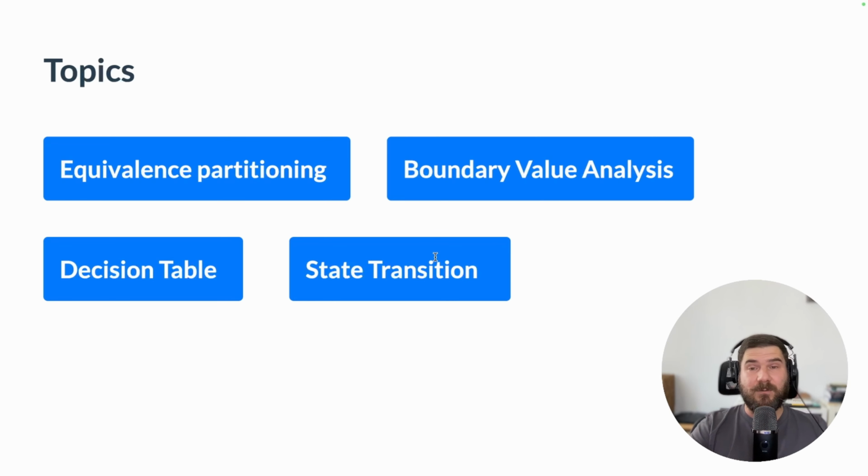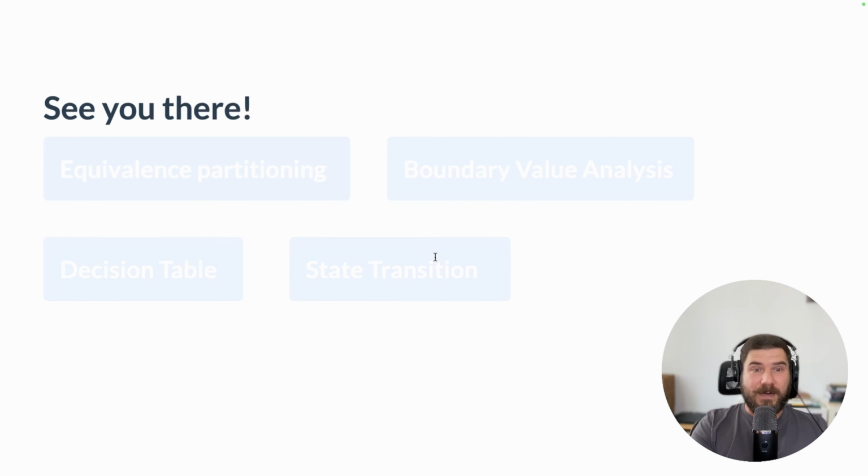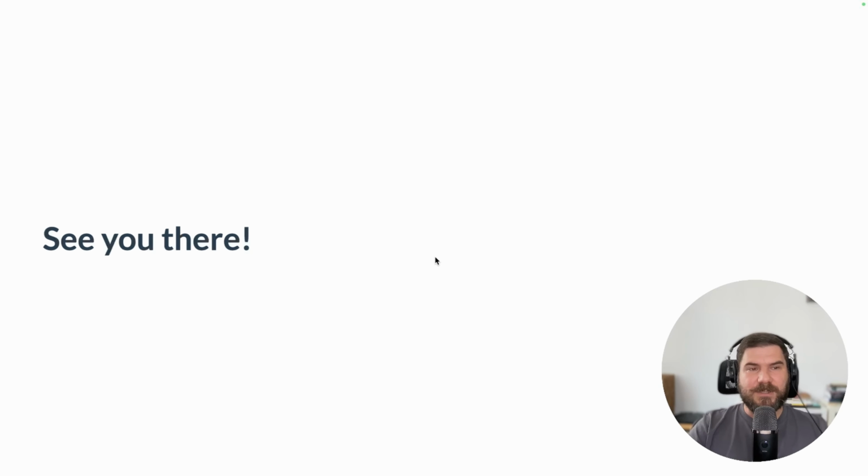Decision table, concerned with when you have decisions that are formed by multiple conditions, and so it tries to reduce the number of test cases there. And state transition, concerned about covering the possible states and the possible transitions that are happening in your system. If you are interested in this type of knowledge, see you there.